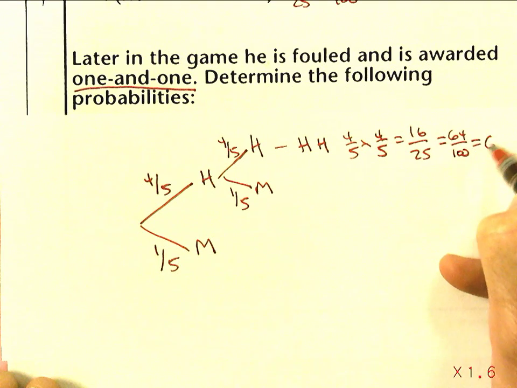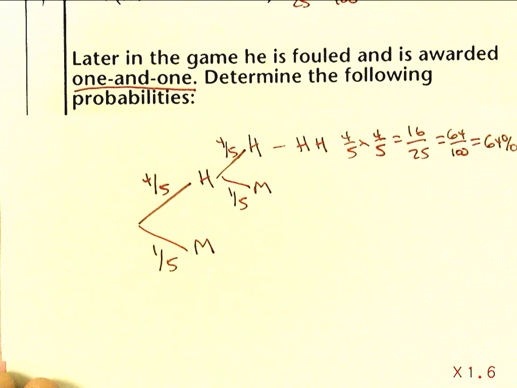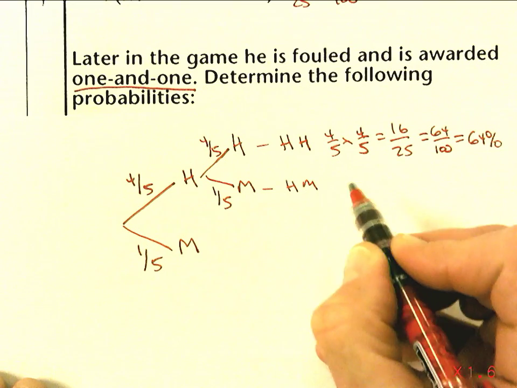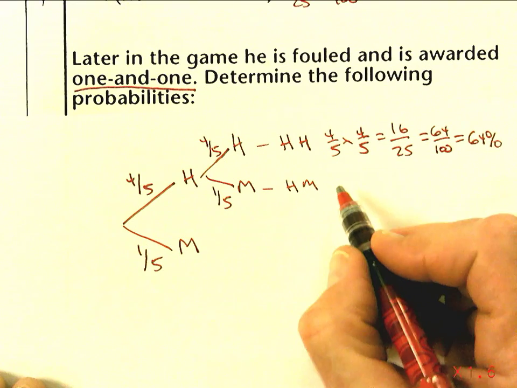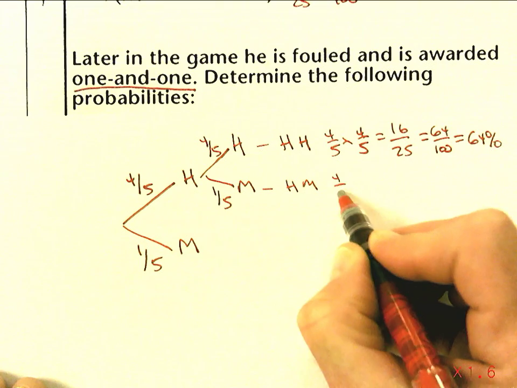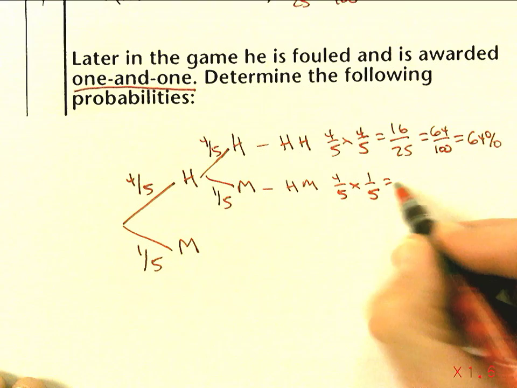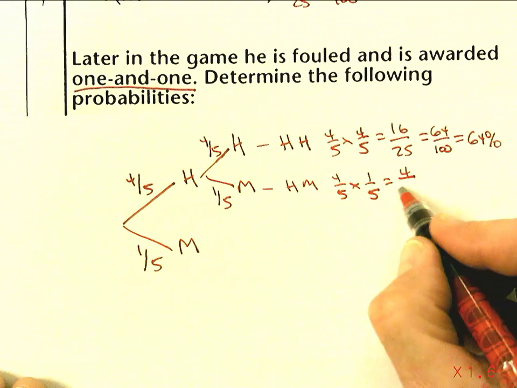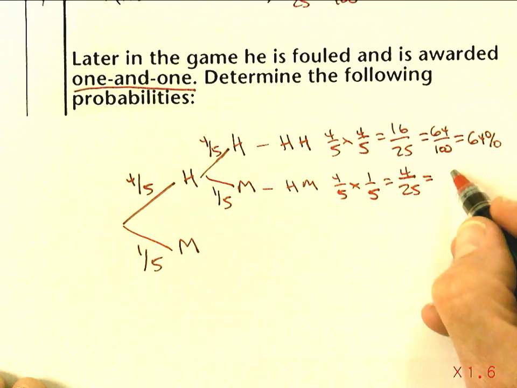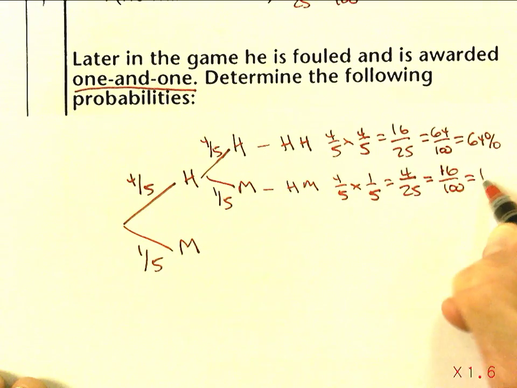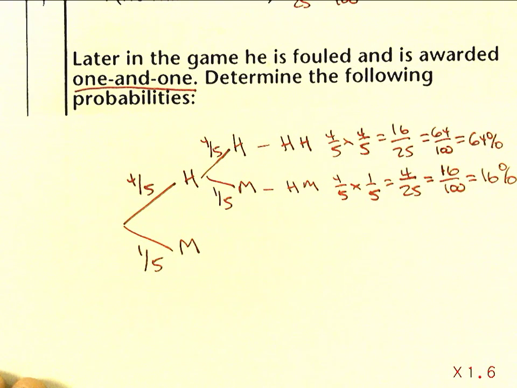So he still has a 64% chance of hitting both, getting 2 points. It doesn't change. Then the next scenario, because we still have 4/5 times 1/5, gives me 4 out of 25, or 16 out of 100, or 16% of the time.